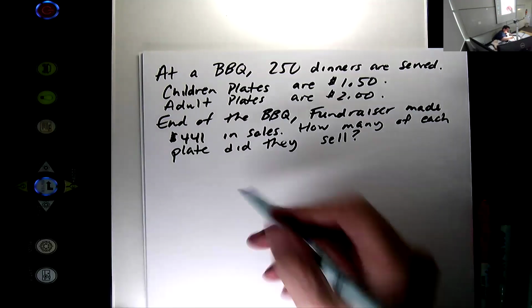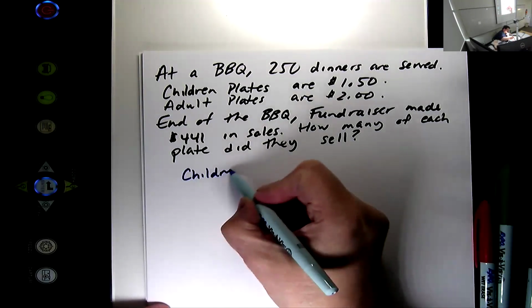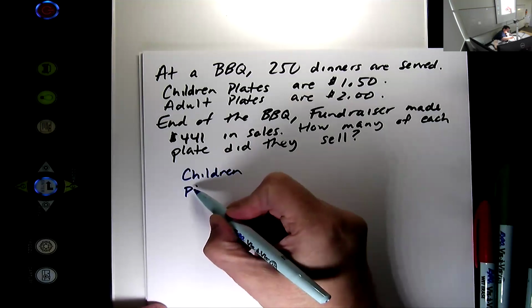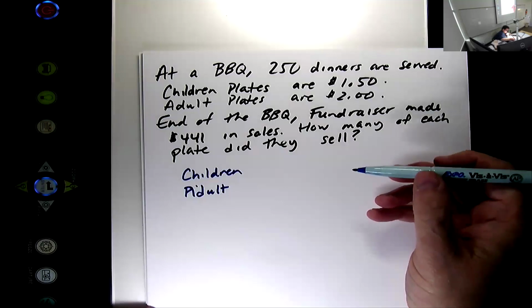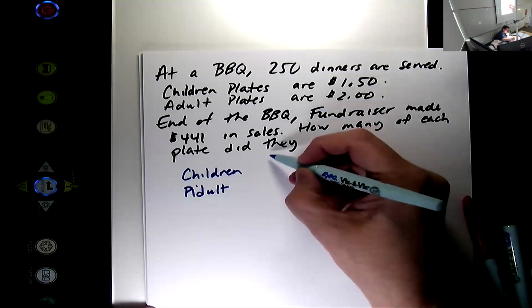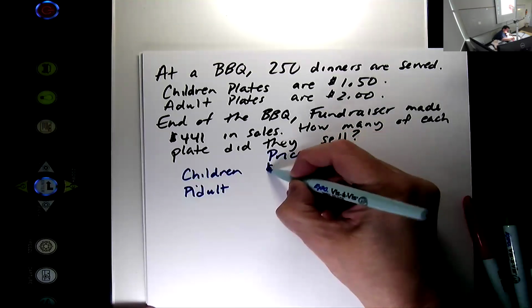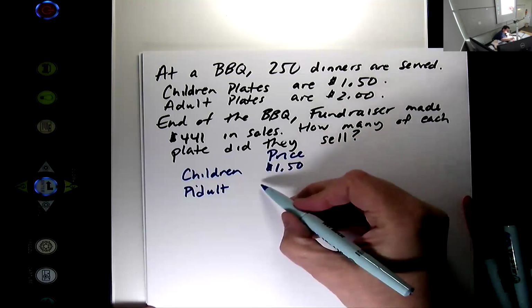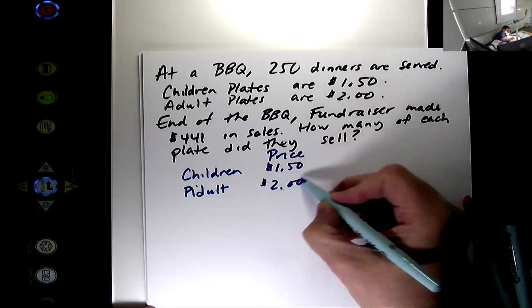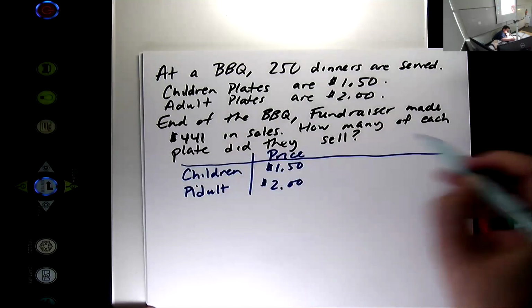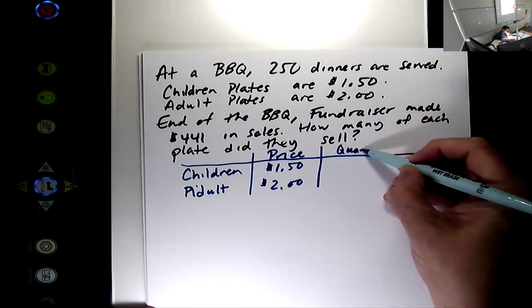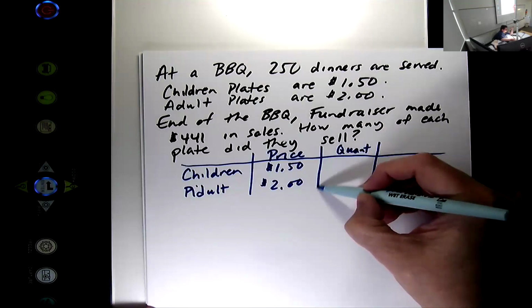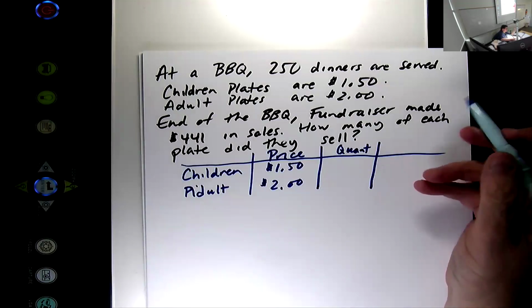So it looks like, let's see what we got. What kind of information do we have? We have children plates and adult plates, and the price is $1.50 and $2. So let me make a little table here. Quantity sold. We don't know, that's what we're trying to solve for, right?